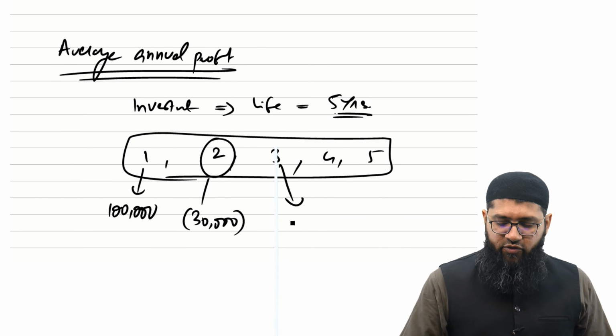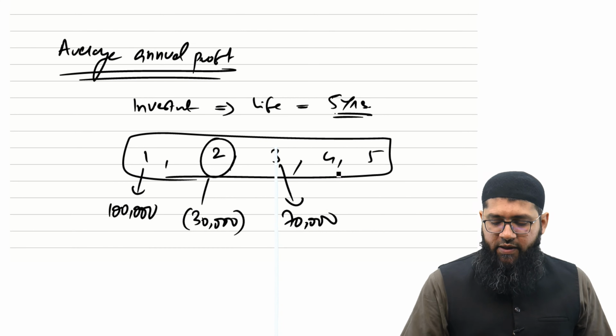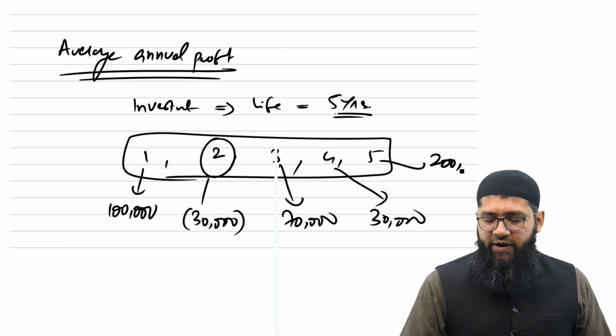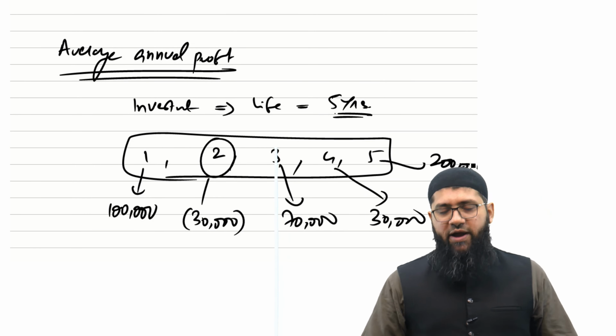Year 3, you have got 70,000 profit. Year 4, you have got 30,000 profit. Year 5, you have got 200,000 profit. So what are you actually going to do?